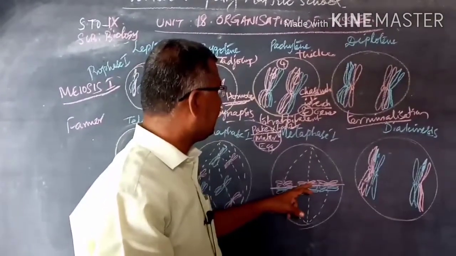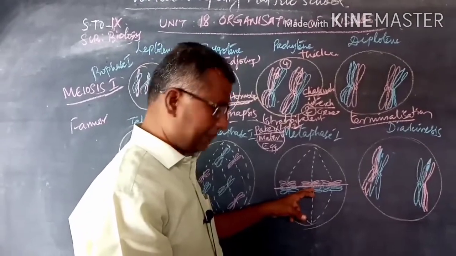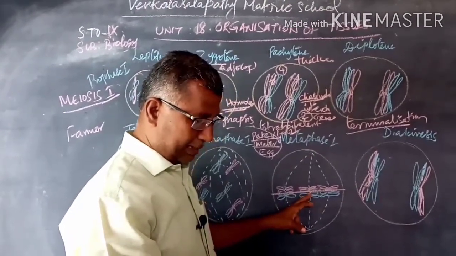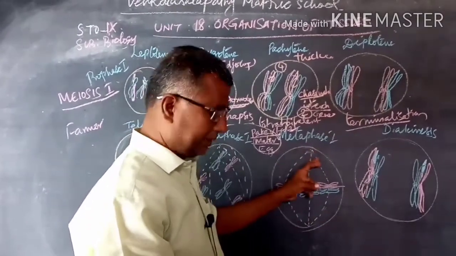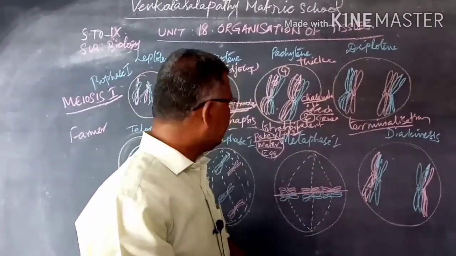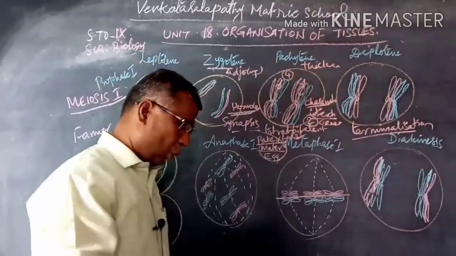The two chromatids do not separate from the centromere. Spindle fibers make their appearance. Then the next one is anaphase 1.